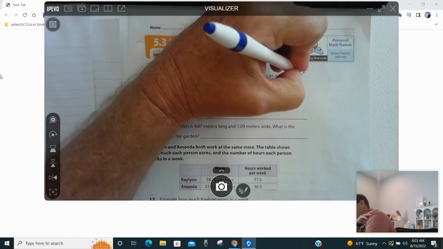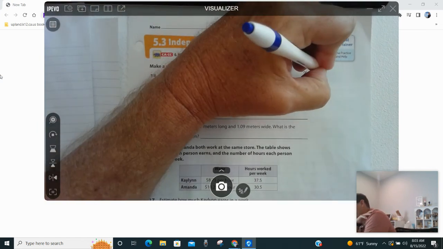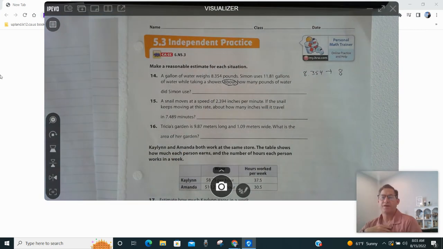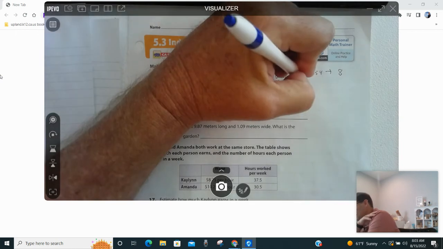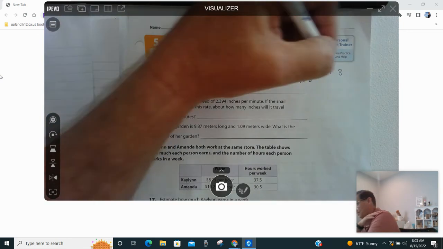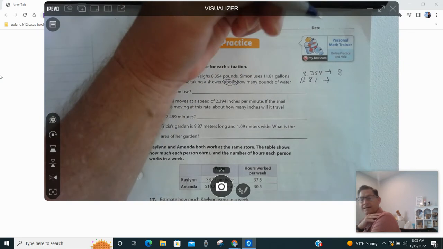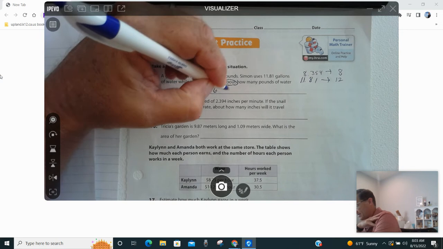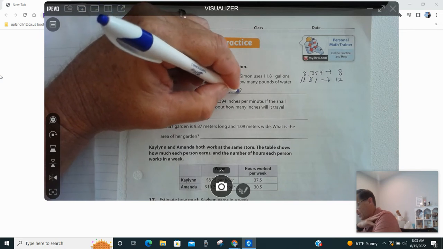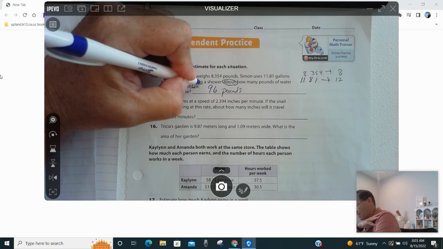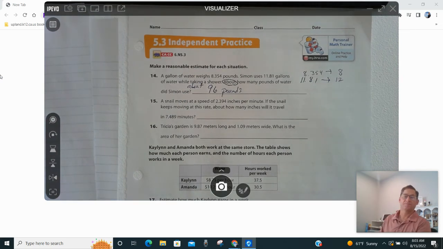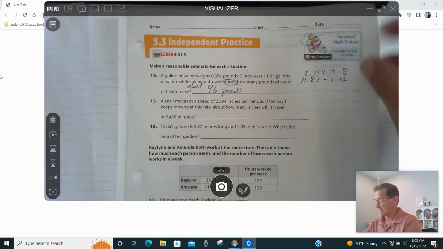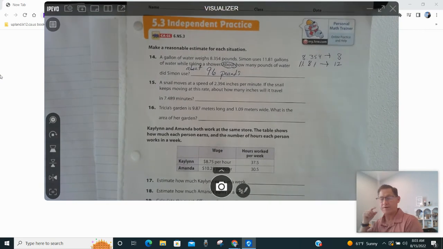So 8.354 is closest to 8. 11.8100 is closest to 12. So 12 times 8 is 96 pounds. About 96 pounds. Number 15, a snail moves at a speed of 2.394 inches per minute.